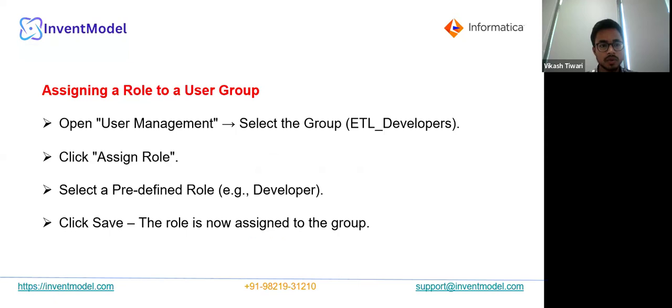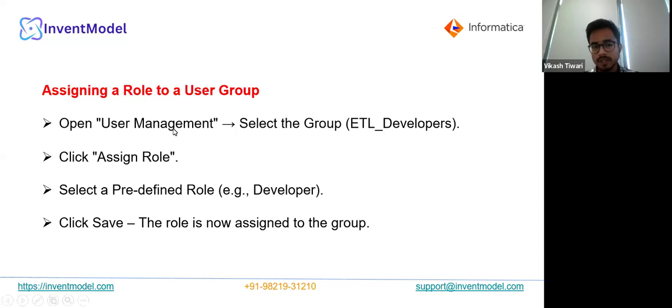So next, how to assign a role to a user group. We have created our user group. We have added the members within that. After adding the members, what we have to do is assign the roles to that particular user group. We don't have to assign the role to a particular user. We have to assign the role to the user group. The members present within that user group will automatically get that role.